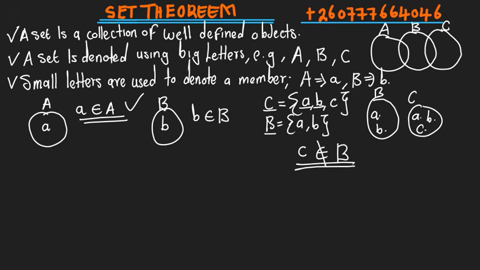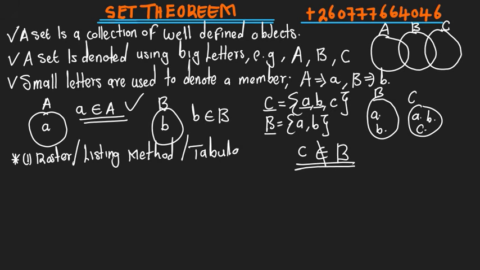Now, there are particularly two ways to represent a set, to present a set rather. There are two ways to represent a set. Okay? The first one is what we are calling as the roster or listing method or the tabular form. Okay, so we call it the roster, or you can call it the listing method. Roster, listing method, or the tabular method.